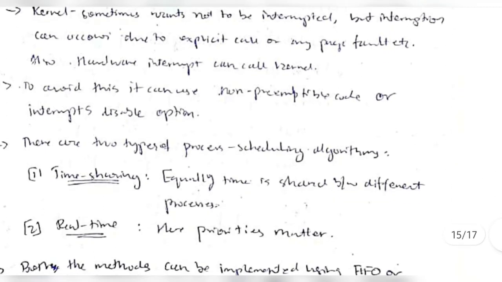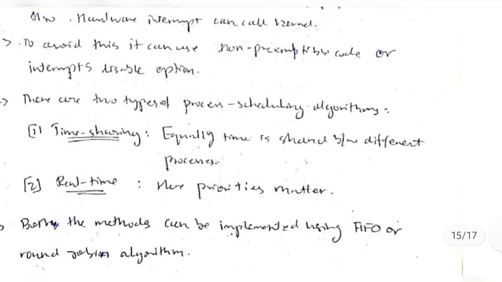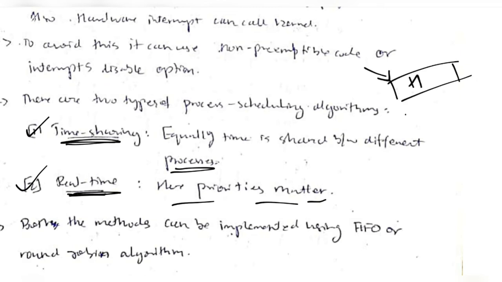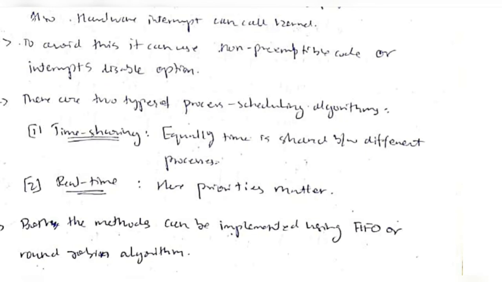So there are two types of process scheduling algorithms: time sharing and real time. In time sharing, the time is shared equally between the different processes, and the second one is real time, which means here the priorities matter. So the higher priority process will be executed before the lower priority process. And both of these can be implemented using the FIFO algorithm and the round robin algorithm.